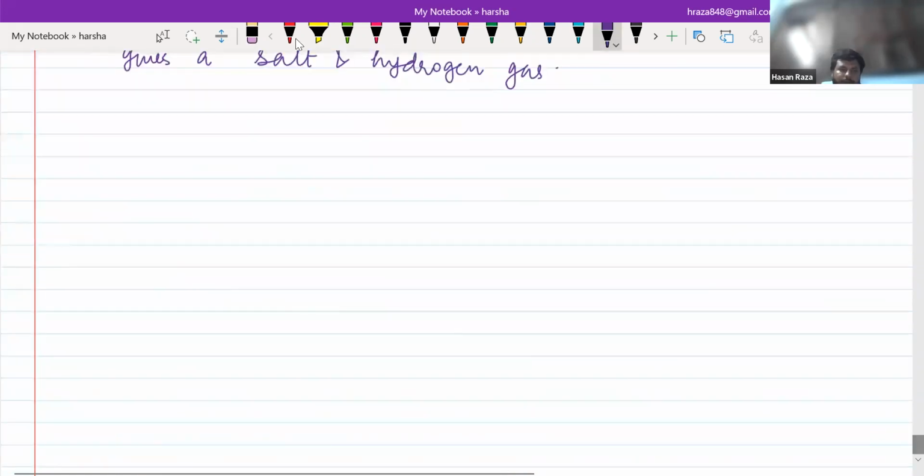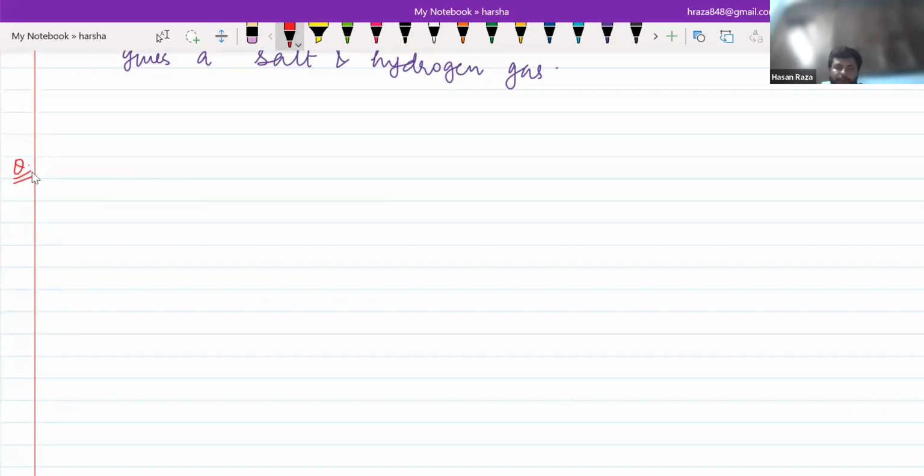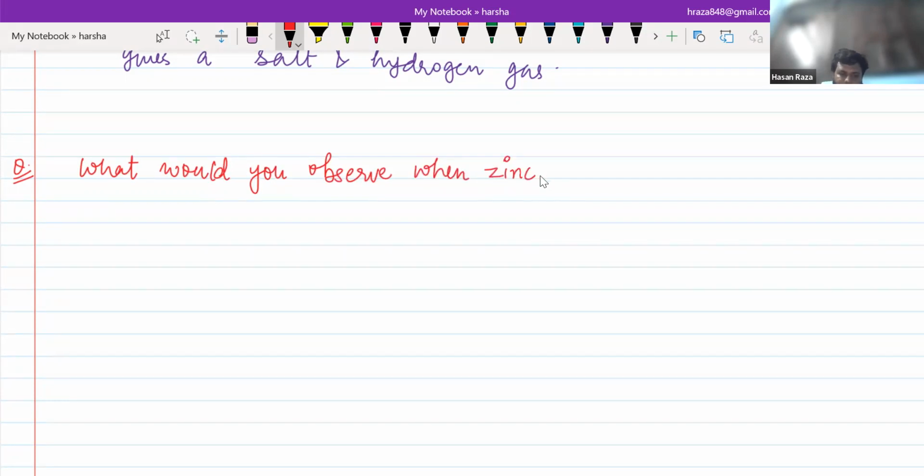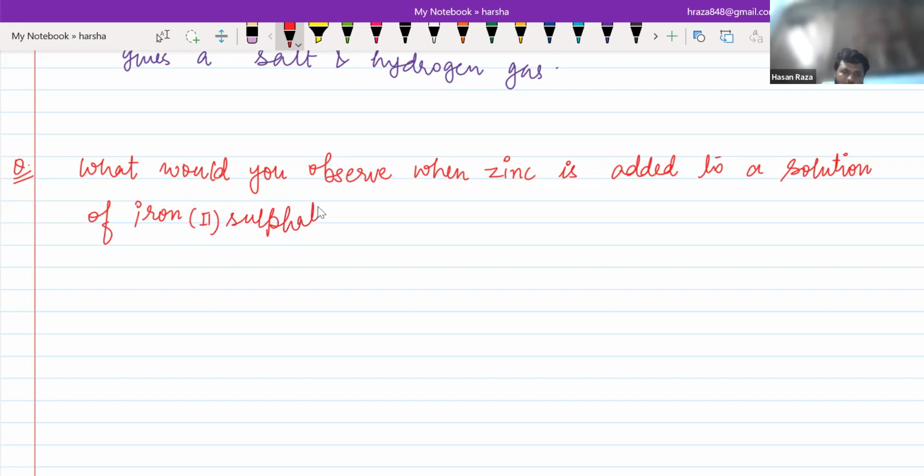Hamna, the last question about this. Today we just studied only the reactivity series, which is one of the most important topics from this chapter. That's why I just covered that topic and gave you this many questions. What would you observe when zinc is added to a solution of iron(II) sulfate? Write the chemical reaction also.